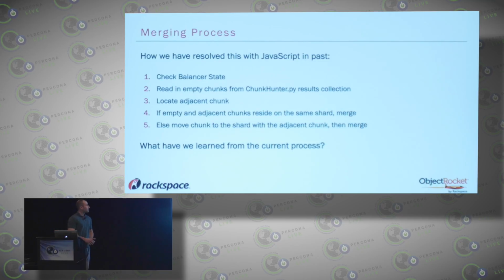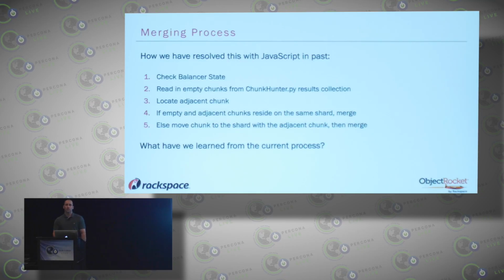So the merging process. So how we resolved this in the past using this merging process, only one chunk move can happen at a time. So you first check the balancer state. If the balancer is not running, then we could go ahead with this process. Because we had existing tooling in place, we utilized Chunk Hunter and read the results in from that collection.